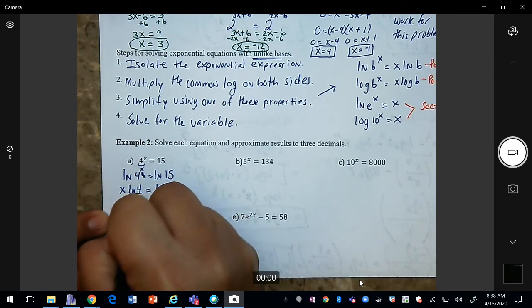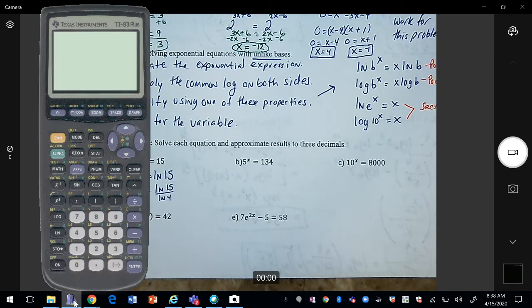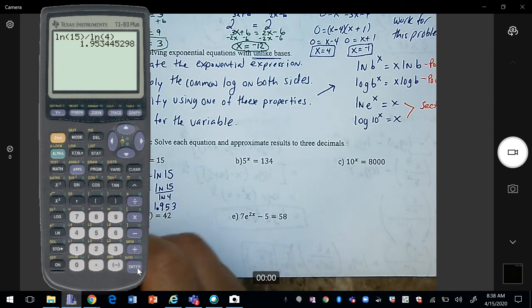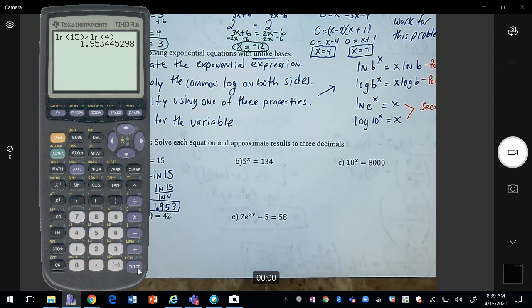So we get x will be approximately, so we can use our calculator, and we have natural log of 15 divided by natural log of 4, enter. So this is approximately 1.953. Okay, so let's go on to the next one.